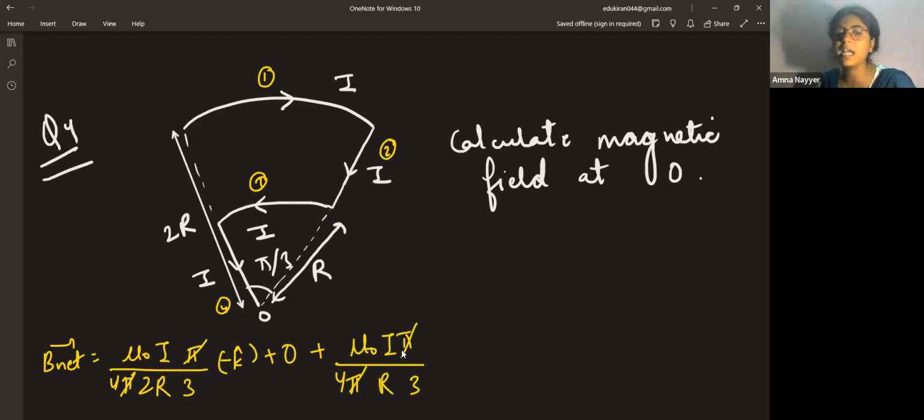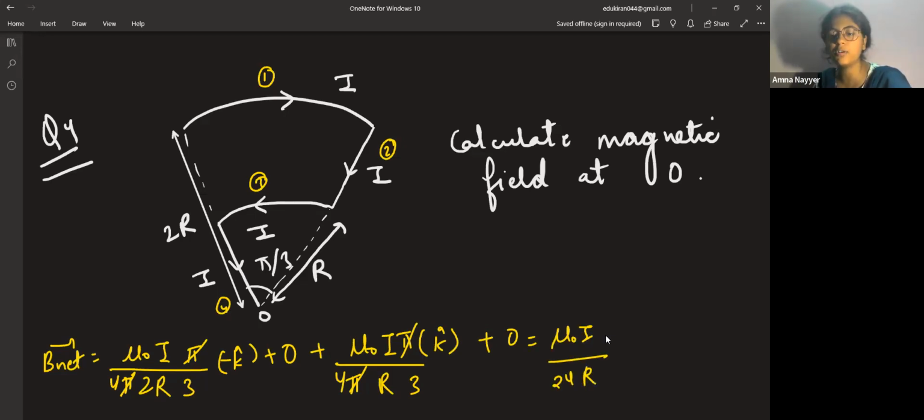So pi will be cancelled, and the direction, fingers are curled outwards. So this becomes k cap. Plus, again, this point is lying on the axis of it, so it is 0. So what is the formula left? This is mu naught I by 24r, that will become minus k cap, plus mu naught I by 12r plus k cap. That's it.